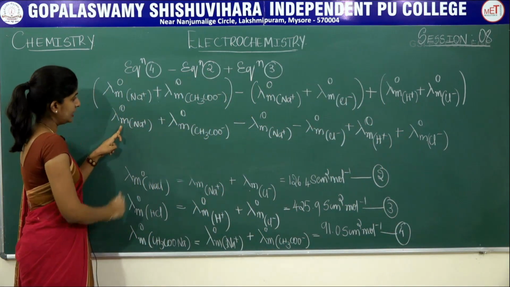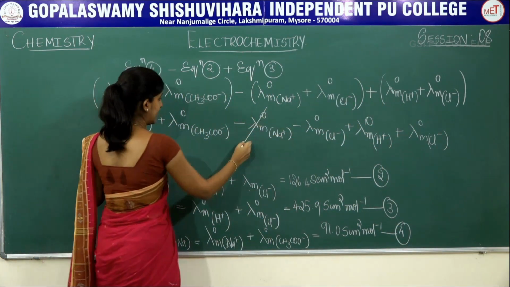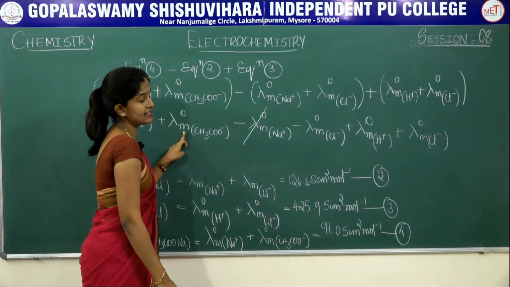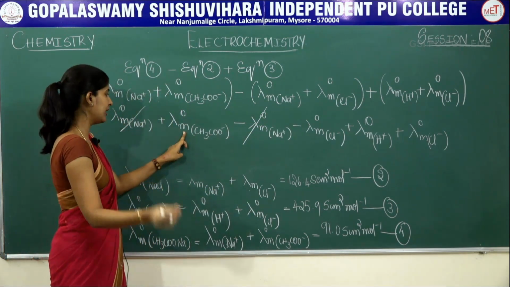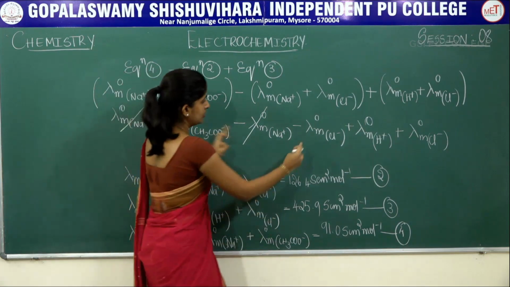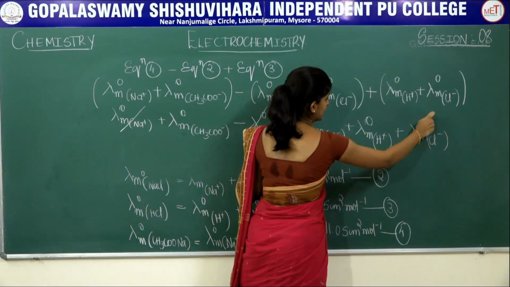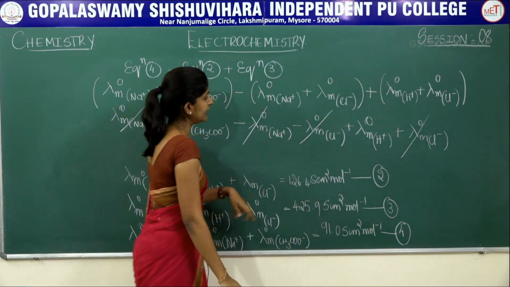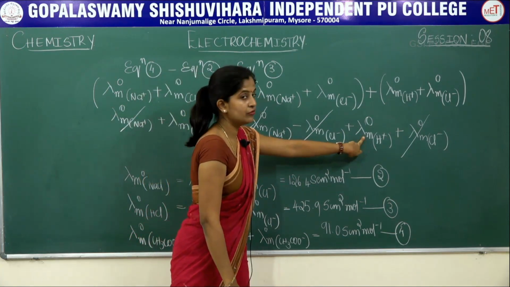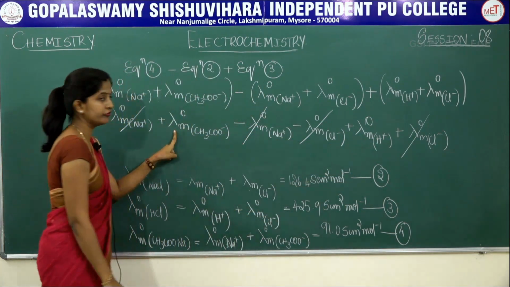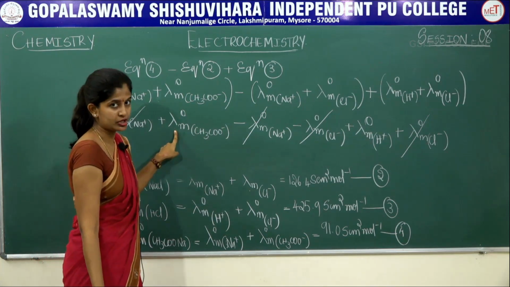So Na plus they get cancelled out. Acetate ion's limiting molar conductivity remains as it is. Cl minus plus Cl minus they get cancelled out. Finally the remaining thing is your lambda m naught of H plus and lambda m naught of your acetate ion. That is your required equation.